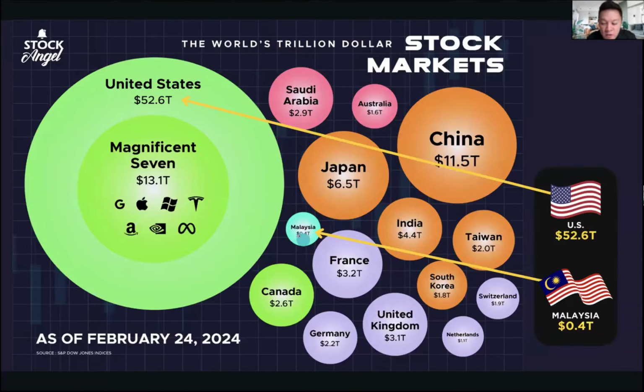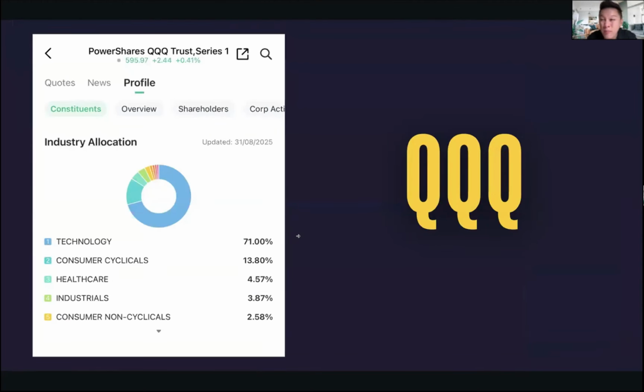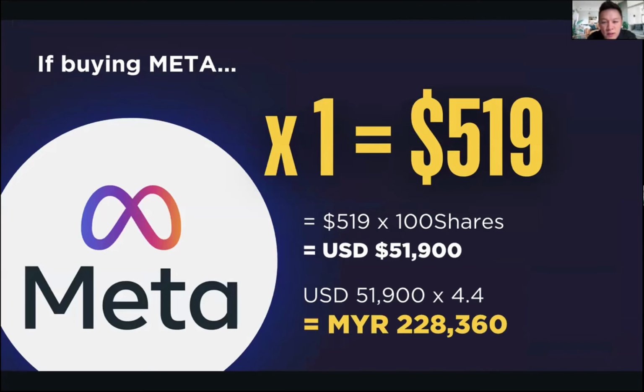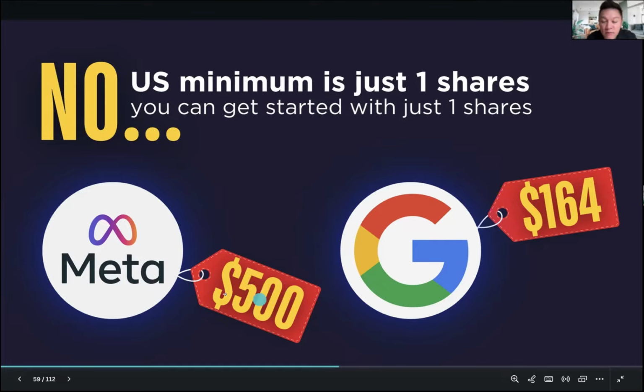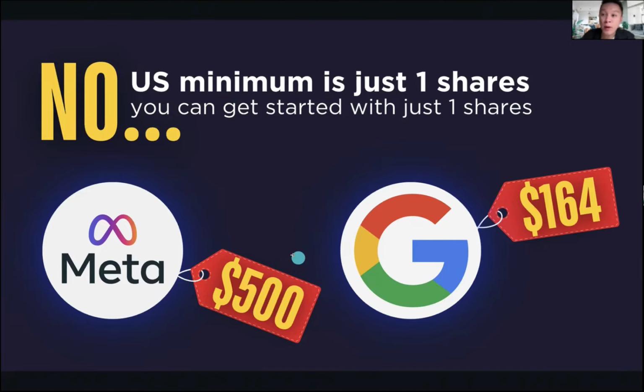If you look at it, the US market is 52 trillion, and Malaysia is only 0.4. So if you are not making money in the Malaysian market, I think you need to learn about this QQQ. And in the US market, the minimum is just one share. A lot of people think, oh, Meta at 700, 500, you need to buy 100 shares. The answer is no, the minimum is one share.